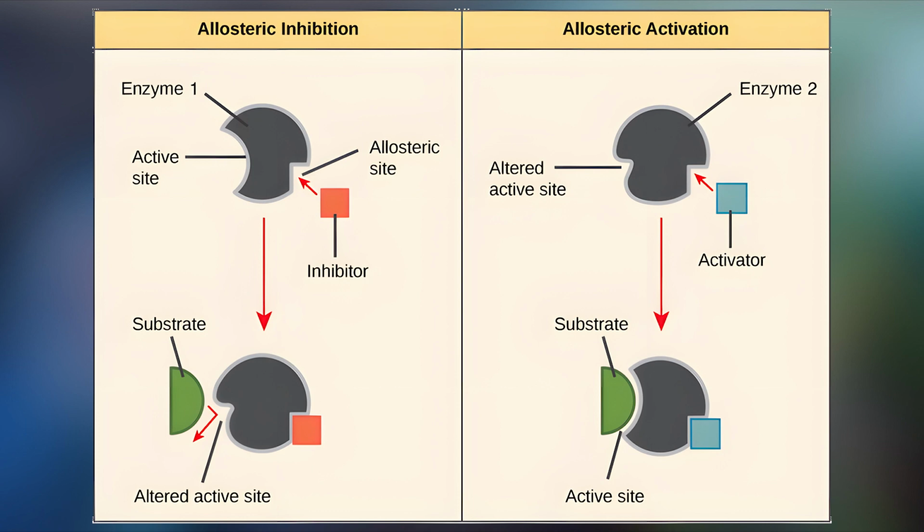Now, an allosteric site is just another bit of the protein that's away from the active site. So the active site's where the action happens. It's where the substrates bind and stuff happens. The allosteric site's just somewhere else on the protein, anywhere else really. The cool thing about allosteric sites is that they can affect the active site. They can do something to it, even though they're on a different part of the protein.